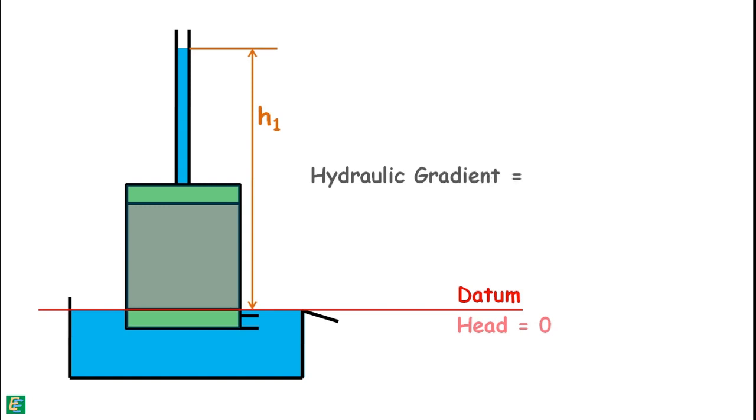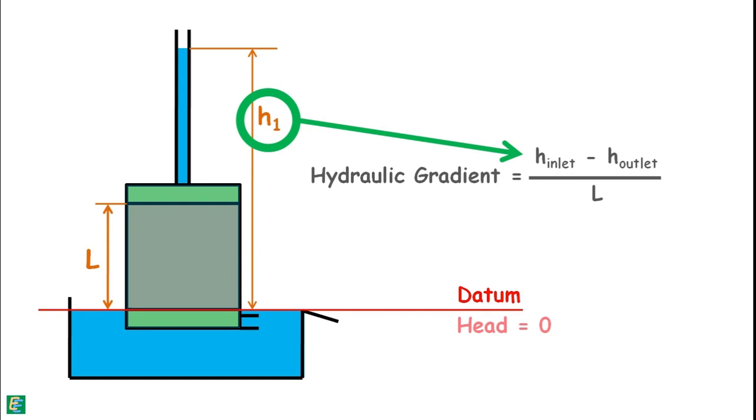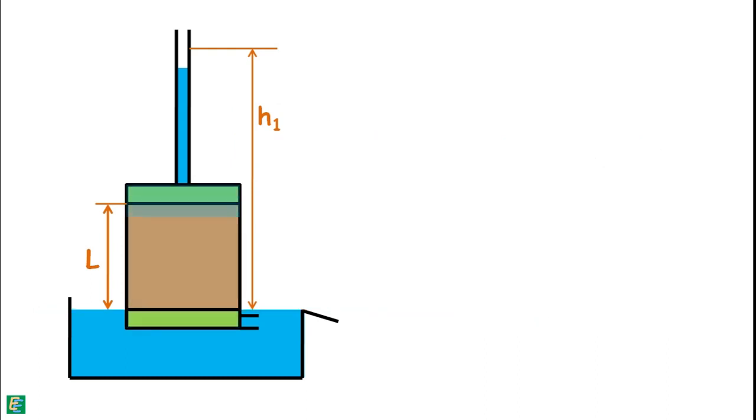Hydraulic gradient, which is the difference of inlet and outlet head divided by the length of the soil specimen in which the flow takes place, will only depend on the height of the water column in the standpipe as outlet head is 0. When we open the outlet knob, water comes out and overflows the container.